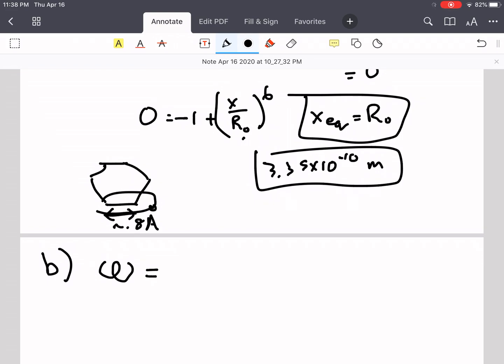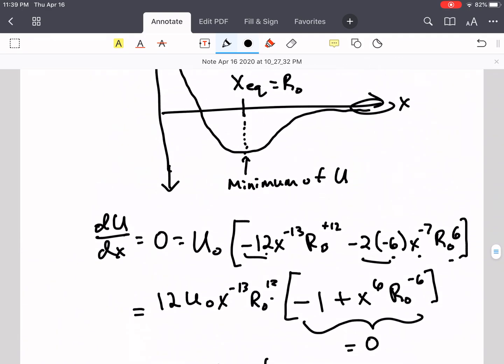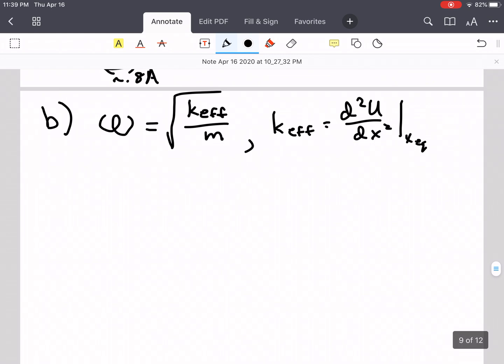So here we're going to have to use this very nice formula that for any object in a potential energy around a small angle, at small oscillations around a minimum, the omega is the square root of an effective spring constant divided by m, where the effective spring constant is simply the second derivative of u evaluated at the equilibrium position. So in order to do this, we're going to have to take that second derivative, but that's, again, not so bad.